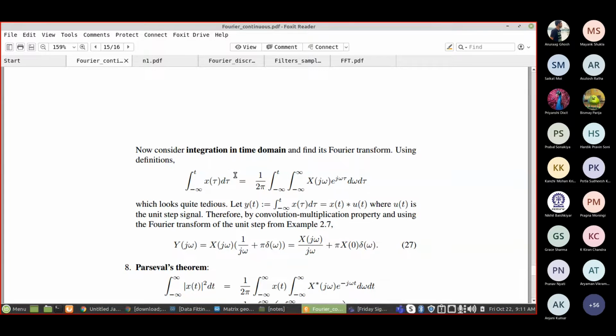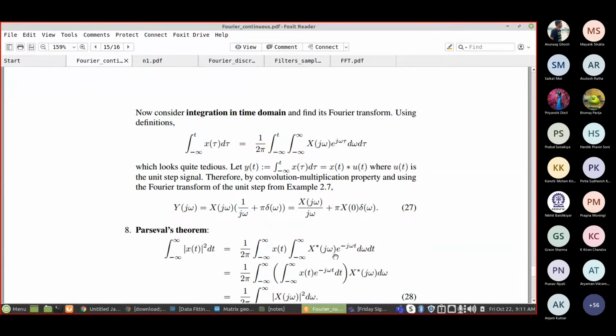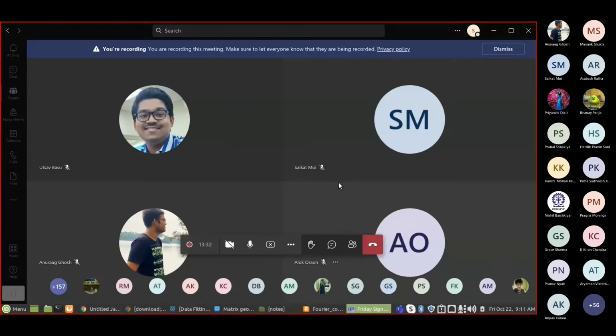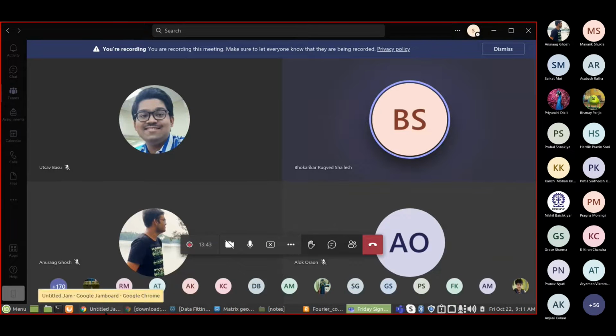Excuse me, sir. Yes, please. But here the limits of integration must be between minus infinity to t, right? Or will it work for other limits as well?